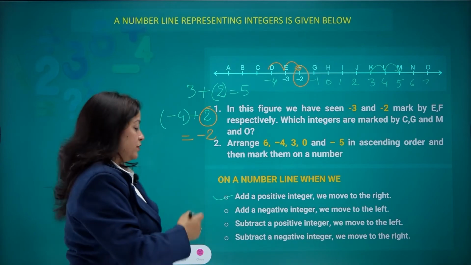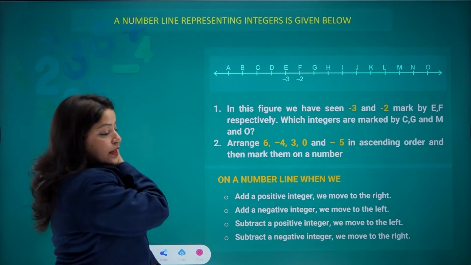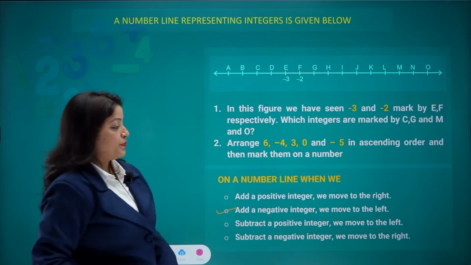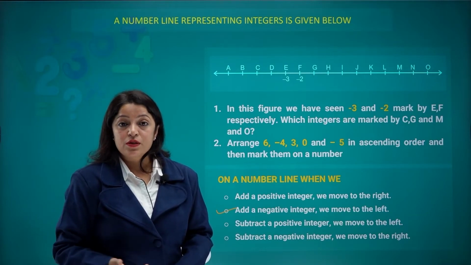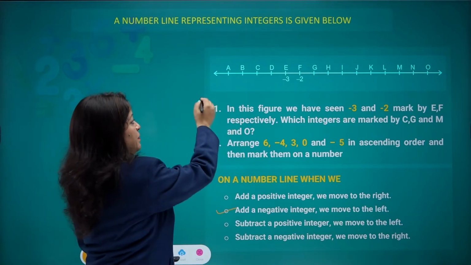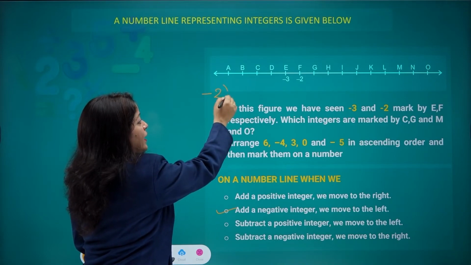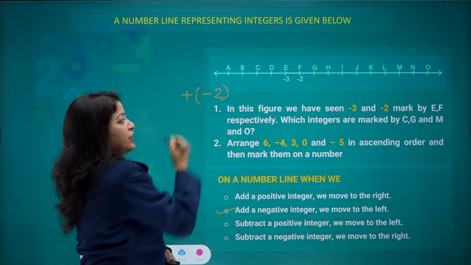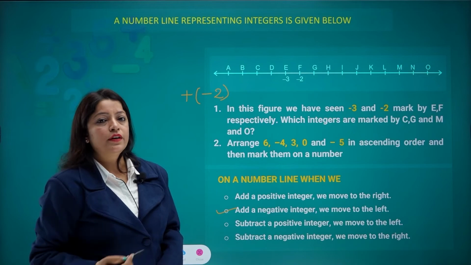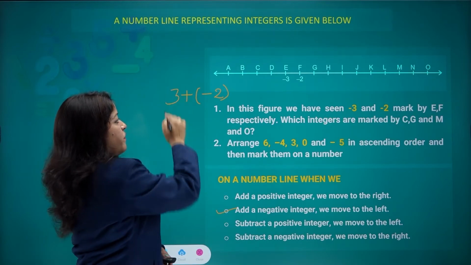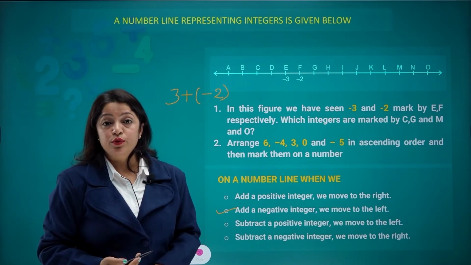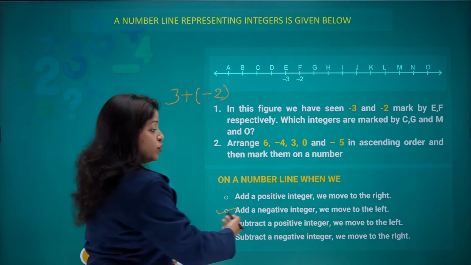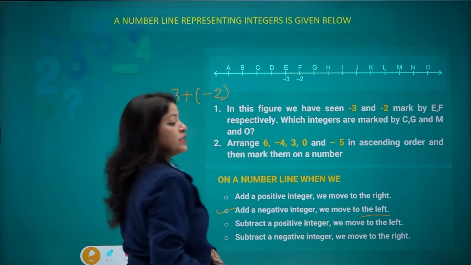Now the second rule that is to be followed here is add a negative integer, we move to the left. That means when you are adding a negative integer, let me take, I want to add a negative integer minus 2 to another integer, say 3. In that case, what we have to do? Since I have to add, I have to move to the left hand side.